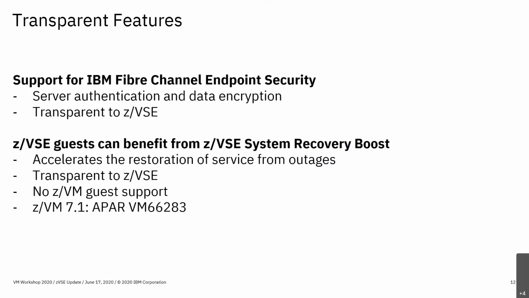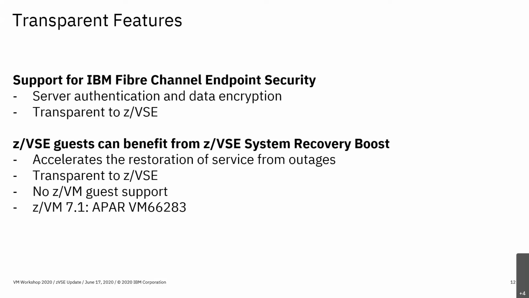Besides the I/O adapter, C15 comes with some new features that are transparent to VSE. So first is IBM Fiber Channel Endpoint Security, which provides server authentication and data encryption to support secured links between the IBM C server and the storage control unit. This feature requires at least one FICAN Express 16SA and a DS 8900, sorry. And as I pointed out before, FICAN Express 16SA is only available with Model T01.